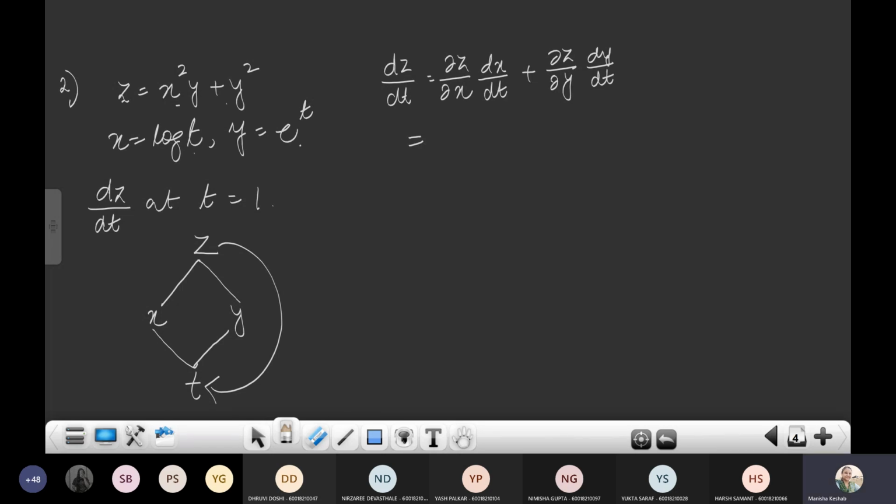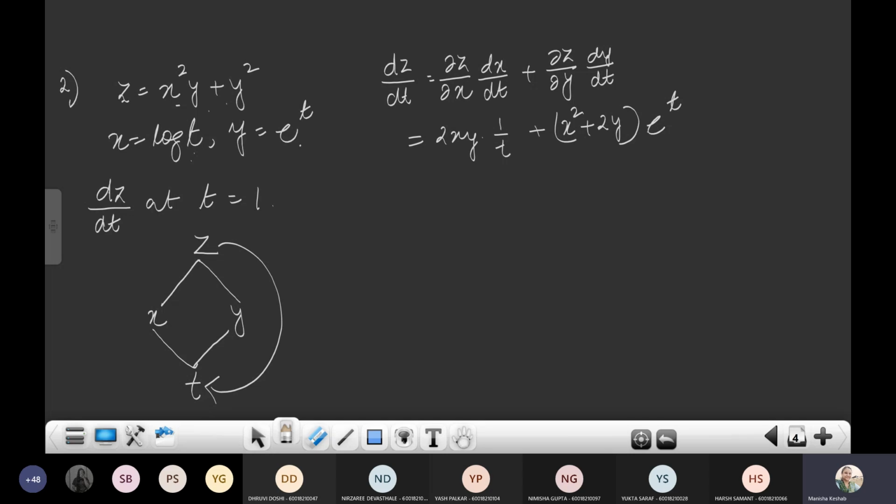Now what is del z del x? So let us find. So del z del x is equal to 2xy into dx dt, which is simply 1 by t, plus del z del y will be x square plus 2y into dy dt, that is e power t.